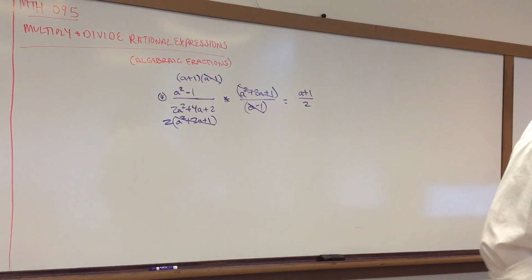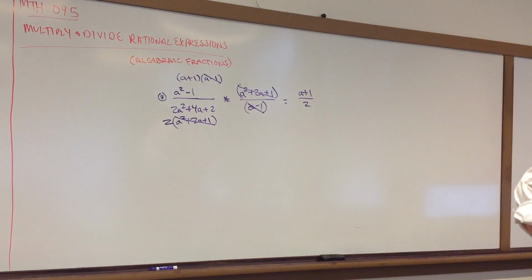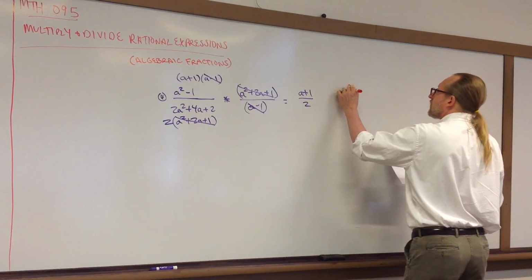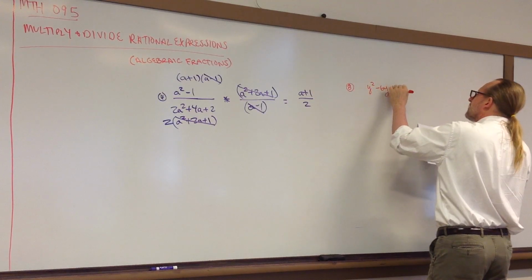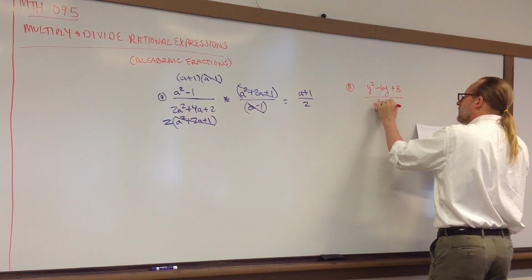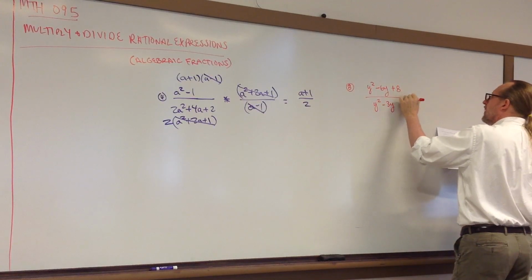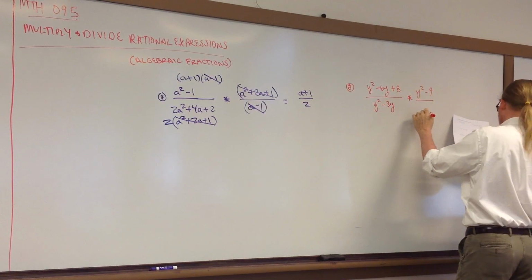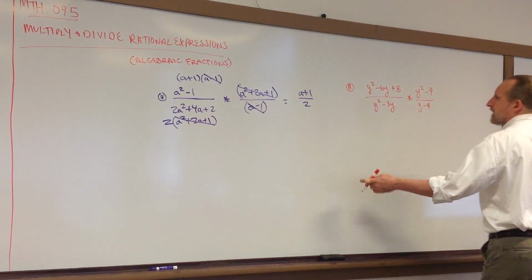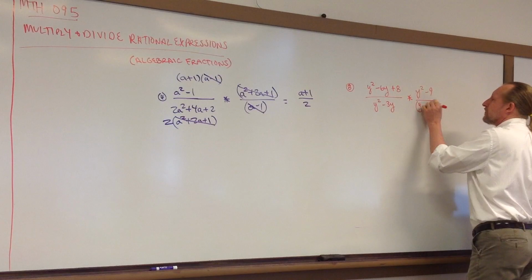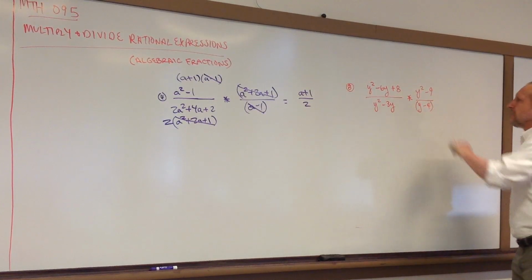Problem 6 is very much like problem 2. So let's take a look at problem 8. We've got y squared minus 6y plus 8 over y squared minus 3y times y squared minus 9 over y minus 4. Okay, so very similar to what happened here, this y minus 4 is prime, can't be factored, we're just going to leave it alone.